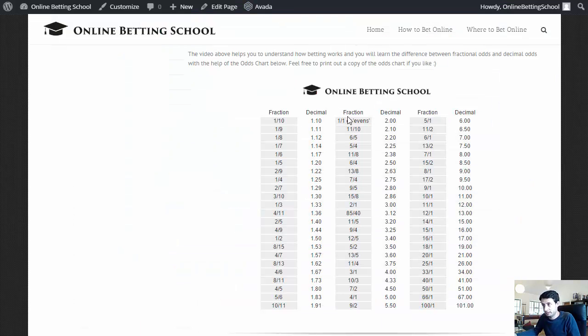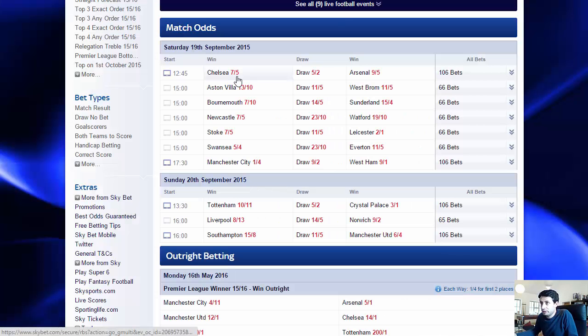At Online Betting School, you've got an odds chart that you can maybe print off just to have a quick look at everything, and it's got the fractional odds equivalent. We've got evens here. So evens is 1 to 1. So if you bet £1, you win £1 and you get your original £1 back. So you'll have £2 altogether, and that's in a decimal odd format of 2. So 1 times 2 equals 2. I think that's all you need to know now.